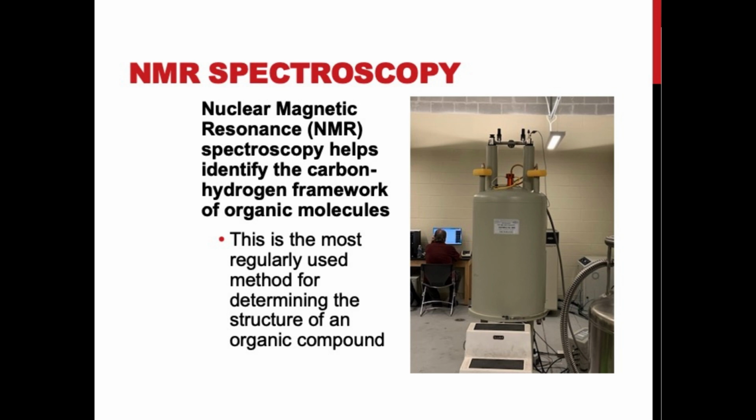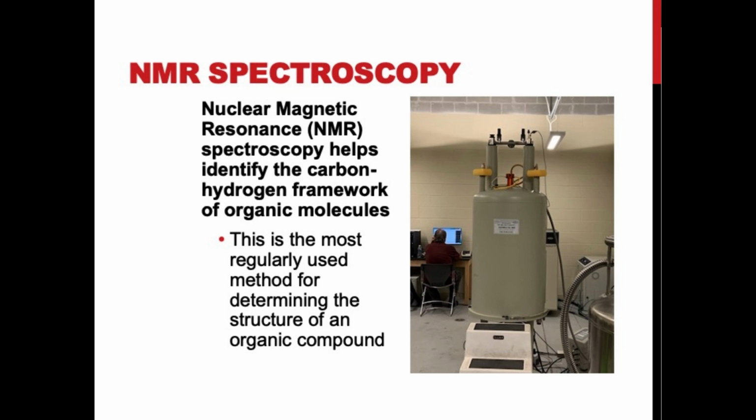There's an inner thermos or an inner dewar that holds liquid helium to keep the magnet cold, and then there's an outer dewar that holds liquid nitrogen to keep the helium cold. And liquid nitrogen is significantly cheaper than liquid helium, so you use that to try to keep the liquid helium cold so that you don't have to replace it very often. So we've got a magnet.